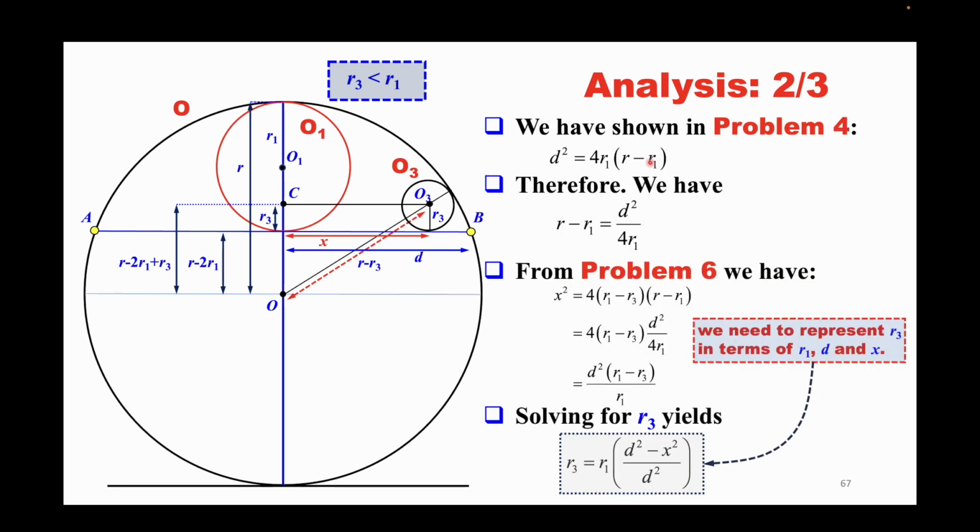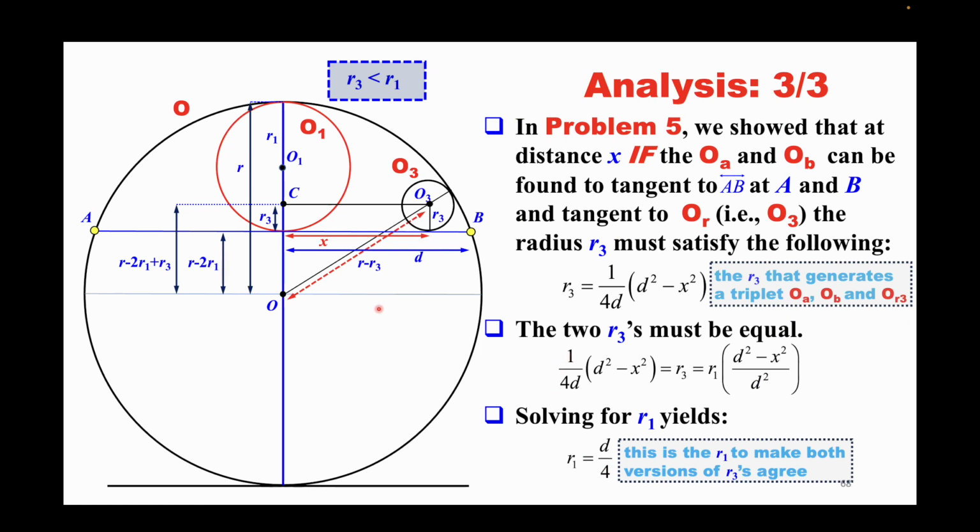So we learn from problem 4, D squared is equal to this. D is the half length of AB. Therefore, solving for R, we have this. From the previous problem, given x, which is the distance between the two tangent points, x squared is equal to this. That's what we obtained from problem 6. Now, problem 6 has R3 involved. Let's solve for R3. We have this.